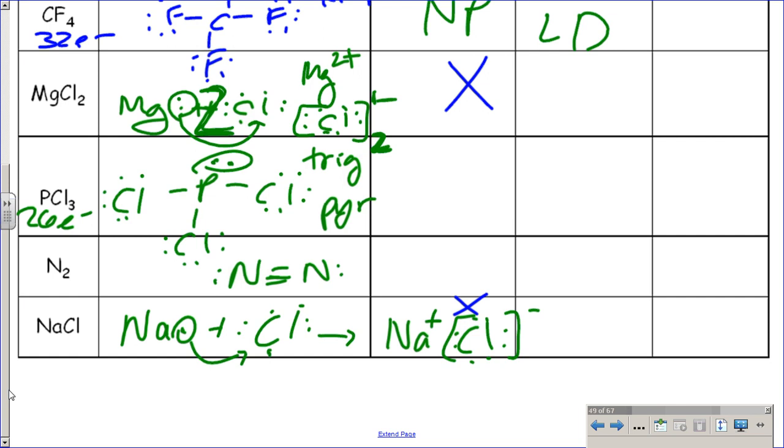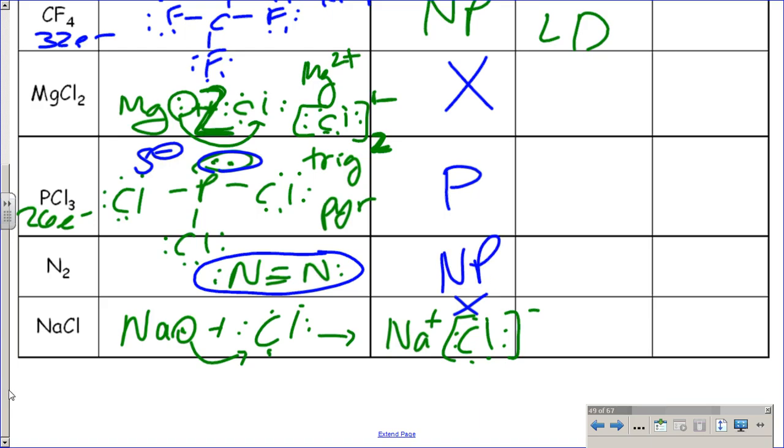PCl3, phosphorus trichloride, polar or nonpolar? Polar, because there's a huge lone pair up here, which is partially negative, leaving the rest less partially negative. So that's going to be our more negative region. It's opposite ends, polar. Next one: is there any side with more? No? Equally sharing? So nonpolar. So you have to look at the shape and the distribution of the electrons around it.